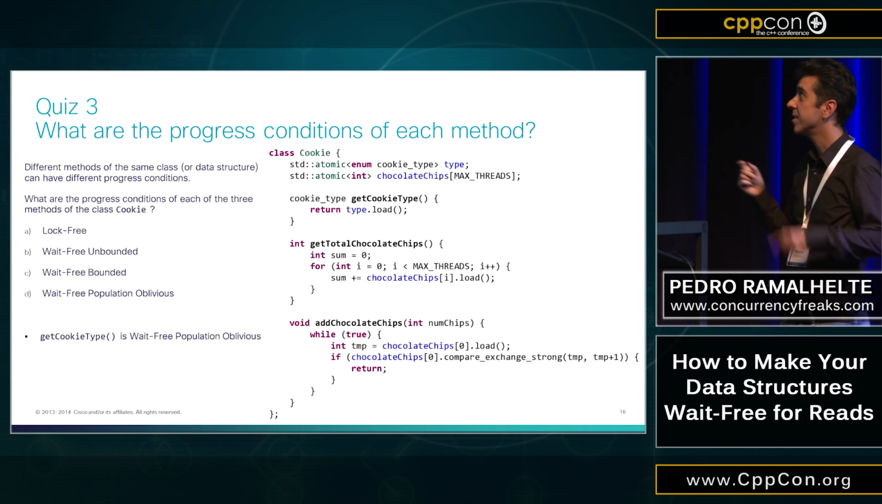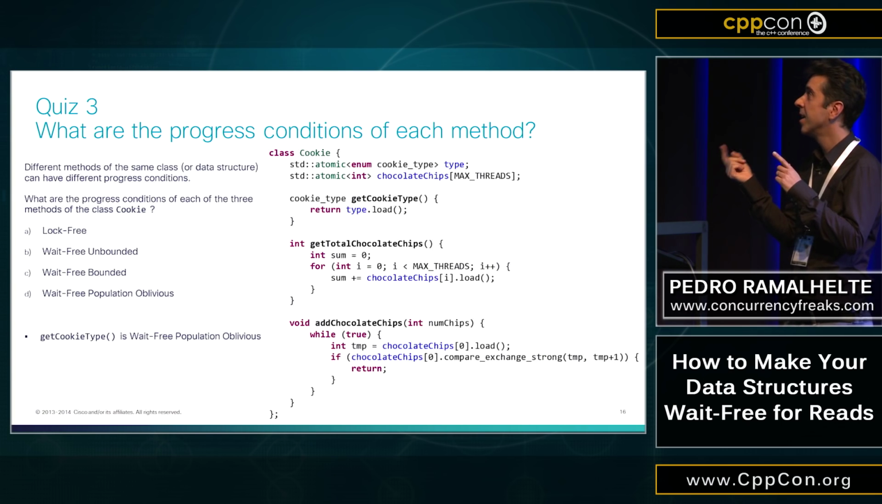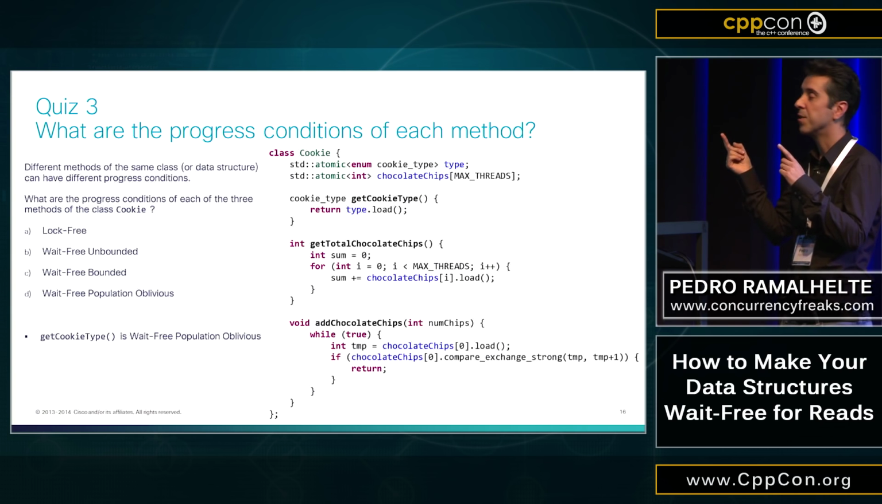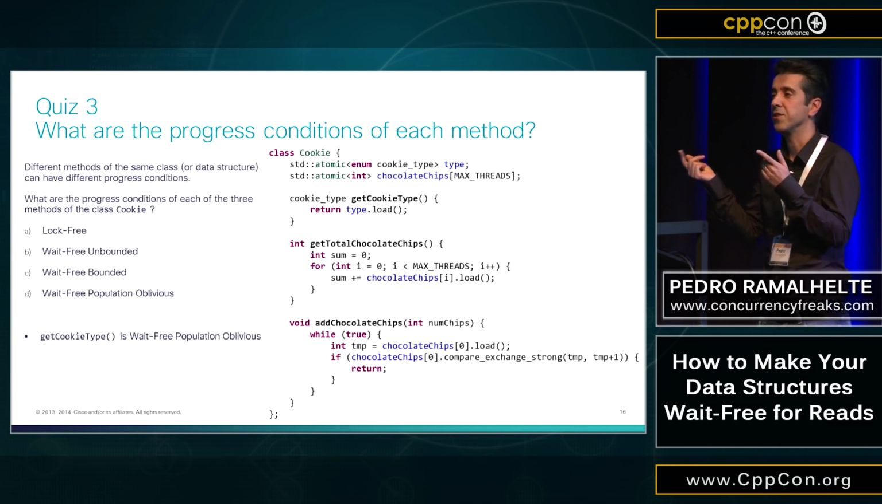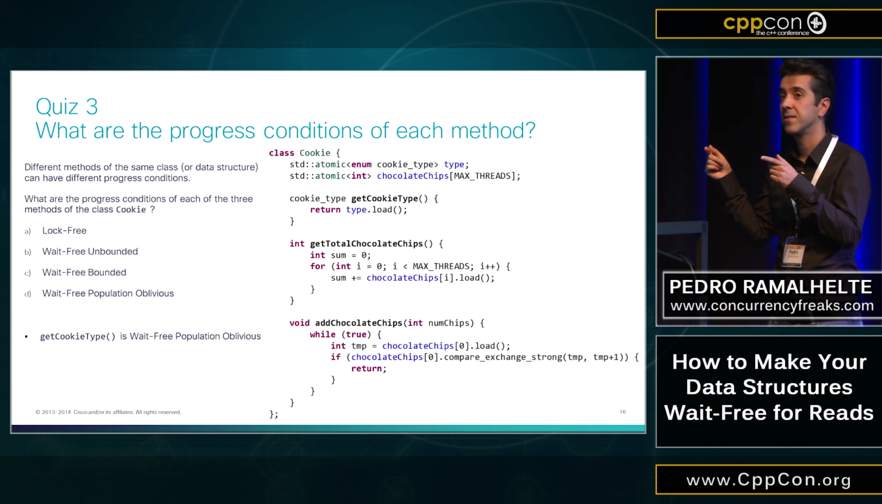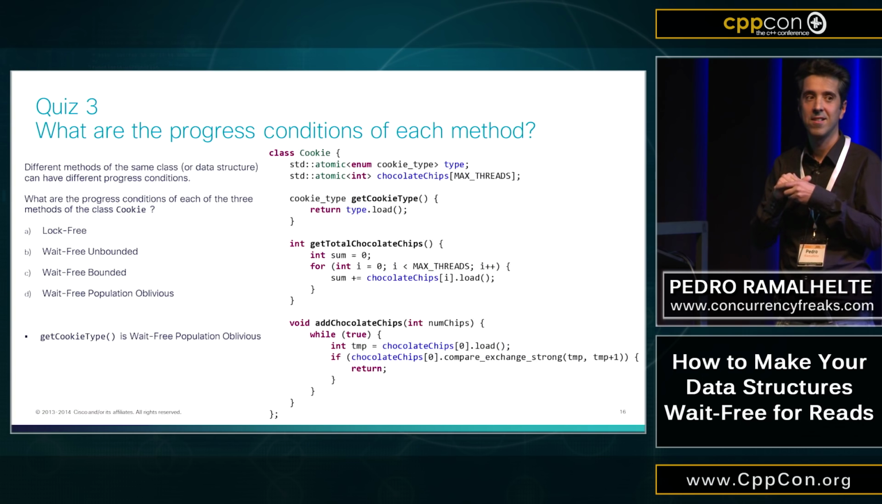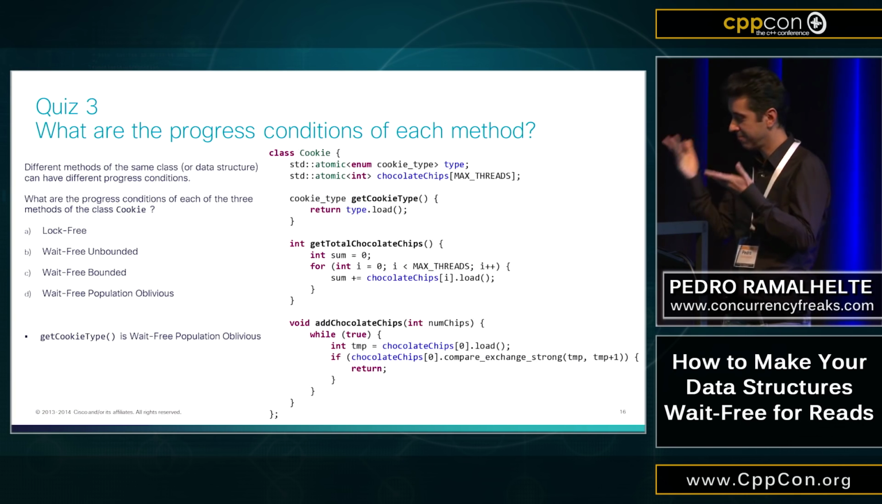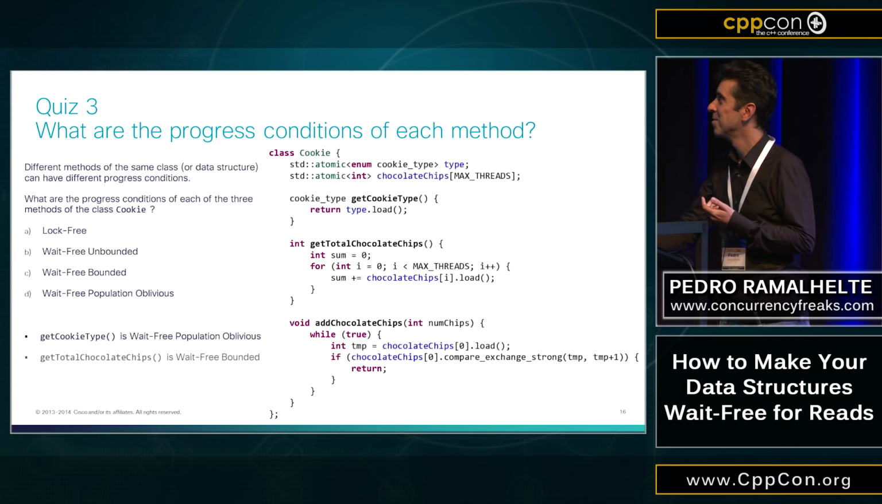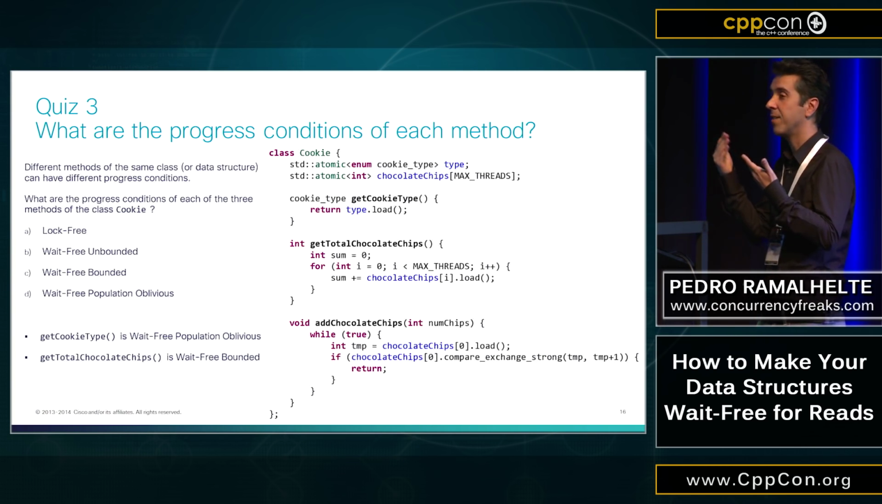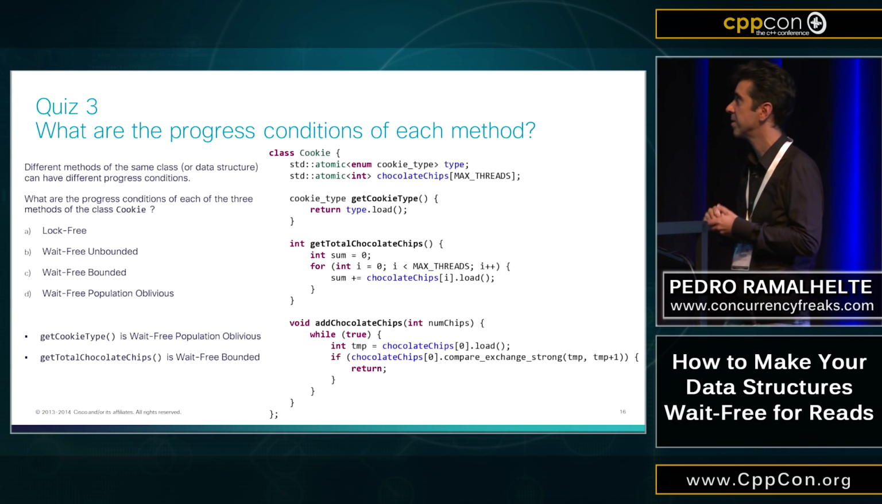Then you get totalChocolateChips. What it's doing is going over an array of atomic integers, and it's reading each of them. The thing about this array is that it has the size of the maximum number of threads in your application. So it depends on the number of threads. What is the progress condition of this method? Wait-free bounded. That's right, because it's bounded by the number of threads. If you increase the number of threads, you're going to have to do more work, so it's a higher number of steps to complete.